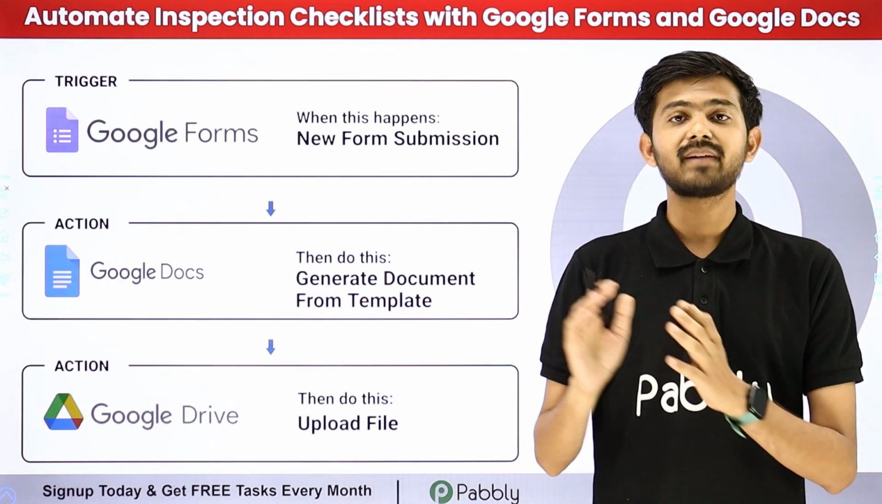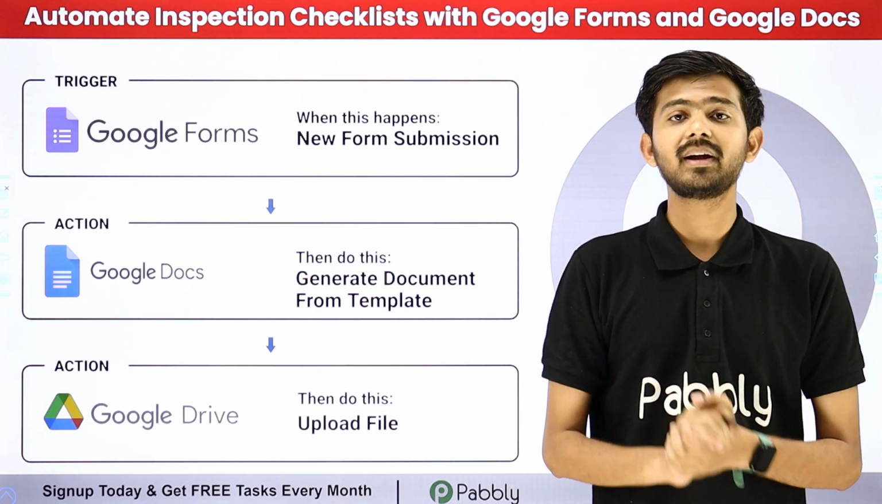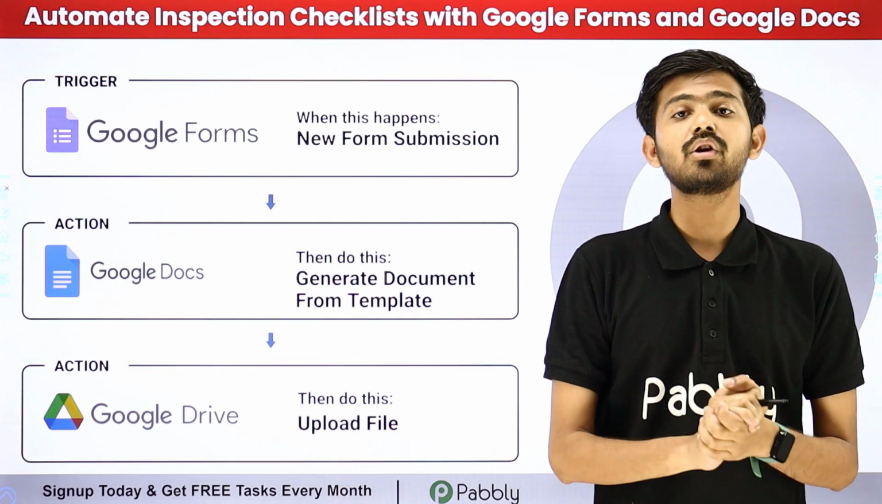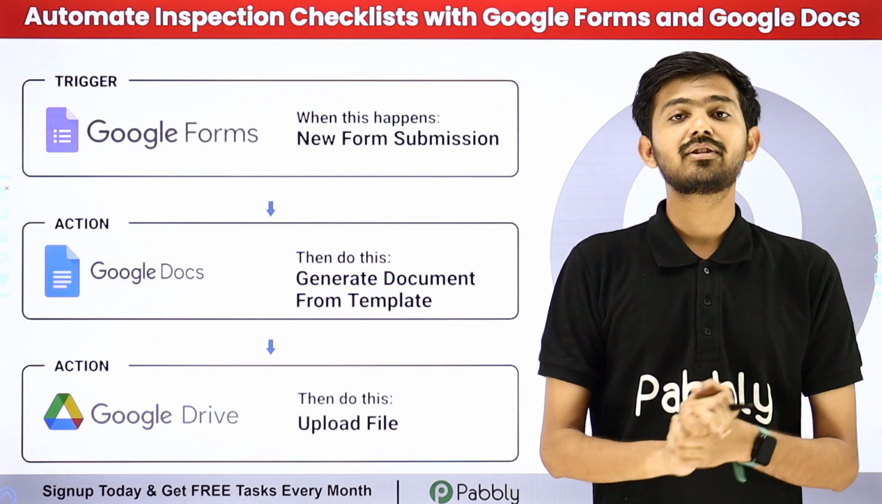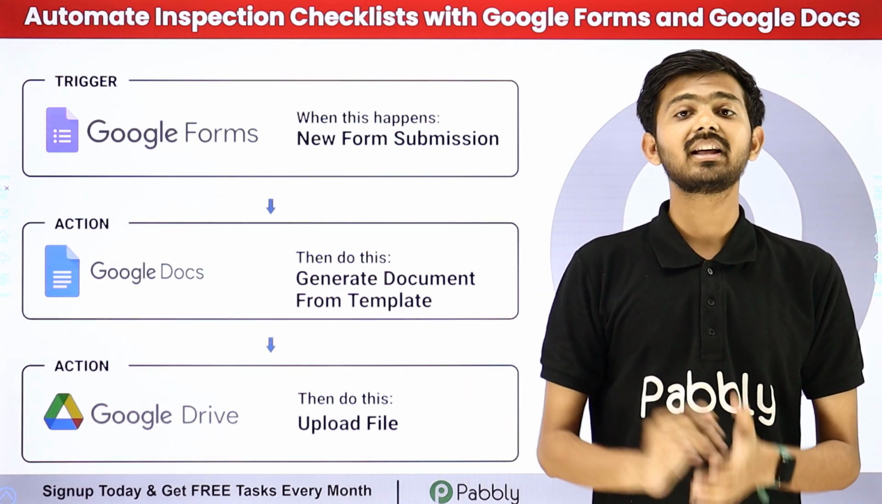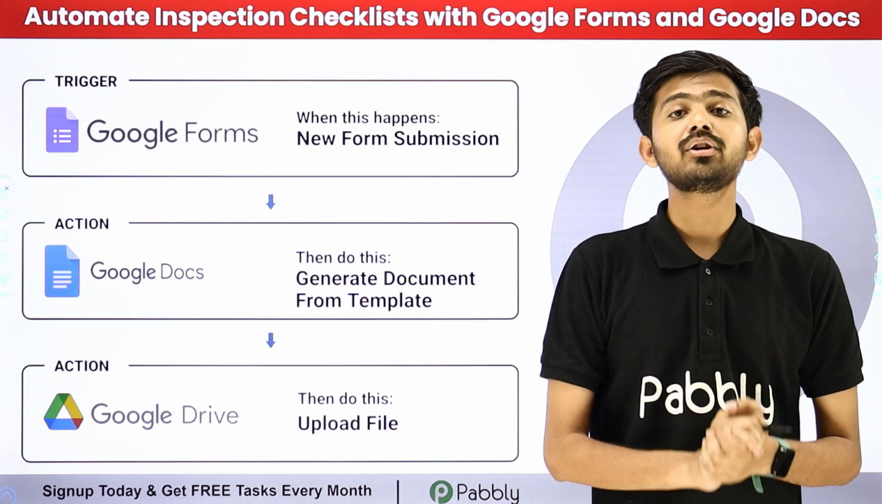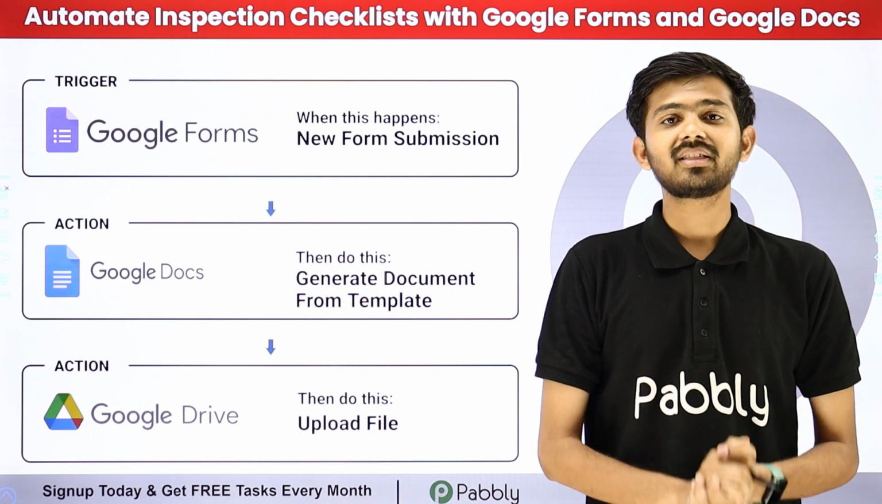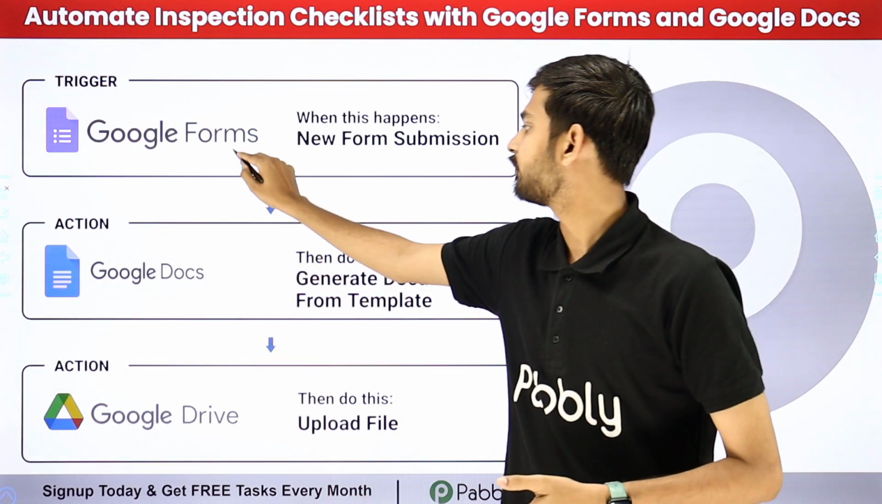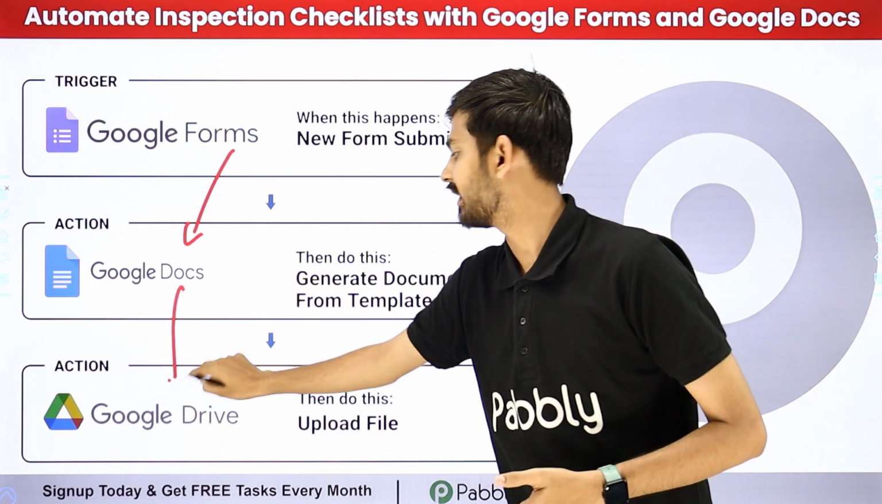By using all these inspection details, I'm going to create a new document of the checklist by using the Google Docs template that I've created in my Google Docs. After creating this document, I'm going to make this checklist shareable and upload that file automatically in my Google Drive. So for that, I have to build a simple connection between Google Forms, Google Docs and Google Drive.